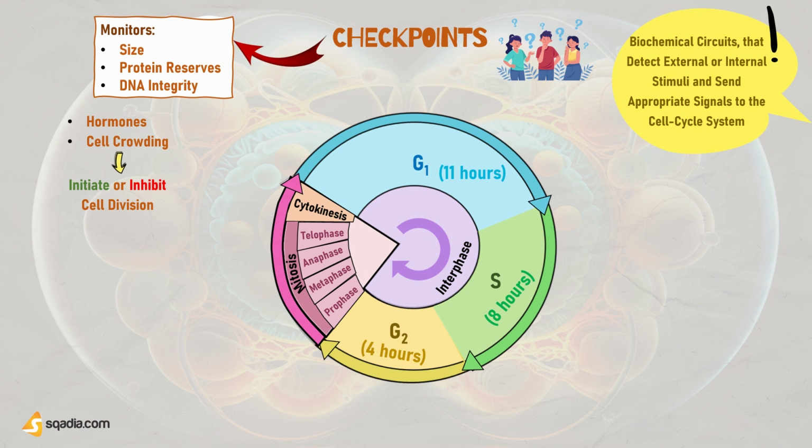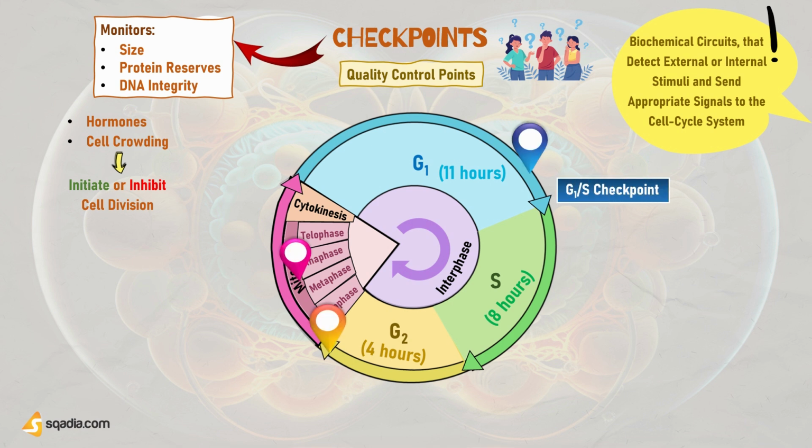These checkpoints occur at different stages of the cell cycle and act like quality control points, ensuring that everything is perfect before the cell moves on to the next phase. There are 3 checkpoints in the cell cycle. These are G1S checkpoint, G2M checkpoint, and the M checkpoint.